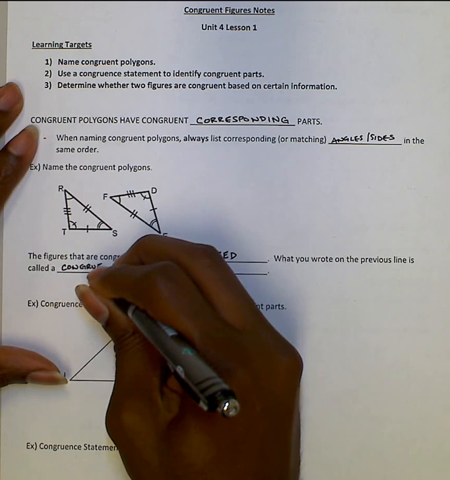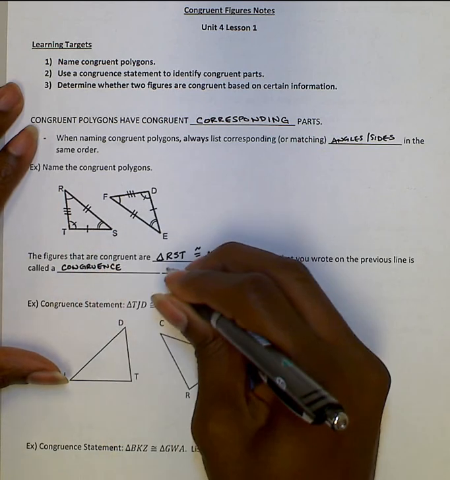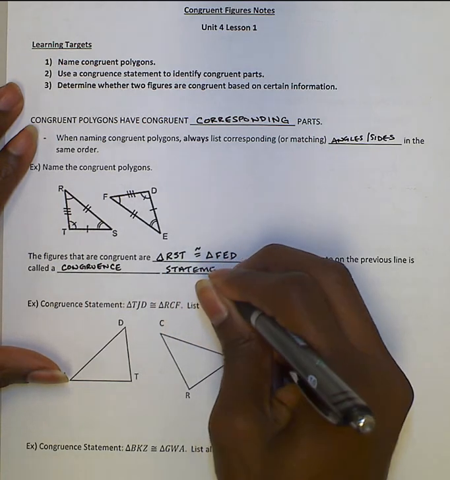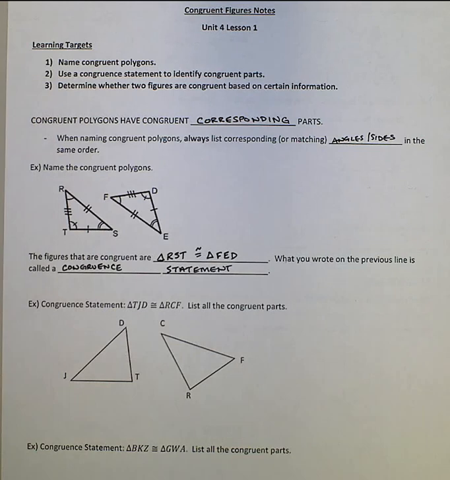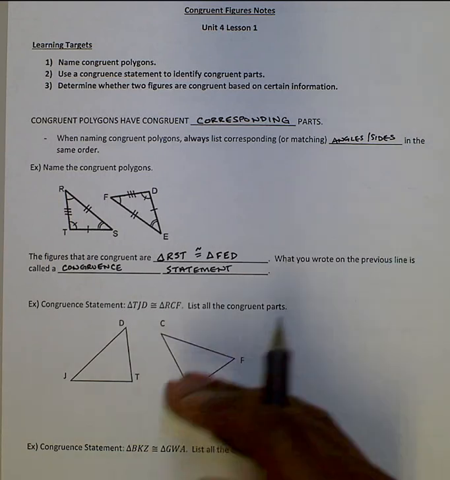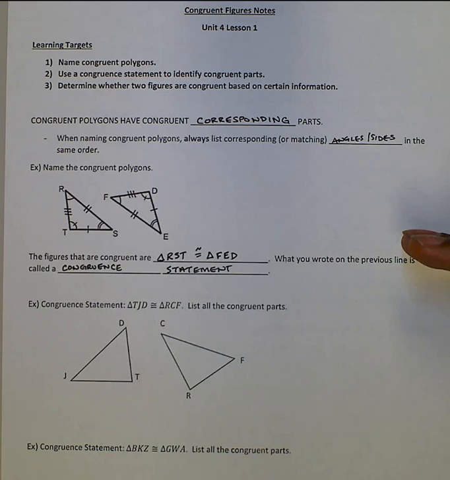So when I ask you to write a congruent statement, that's what I'm asking you to do. Tell me what is congruent. Alright, we can go from visuals to a congruent statement, but we can also go from a congruent statement to visuals and list the parts that way. We kind of had to do that here.